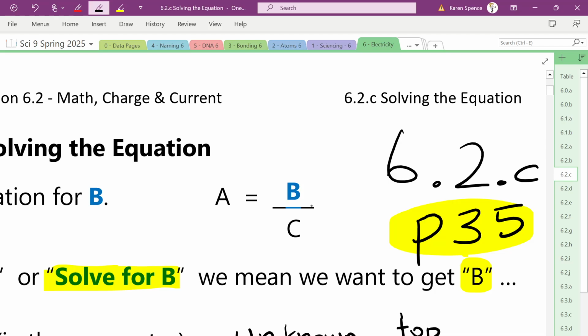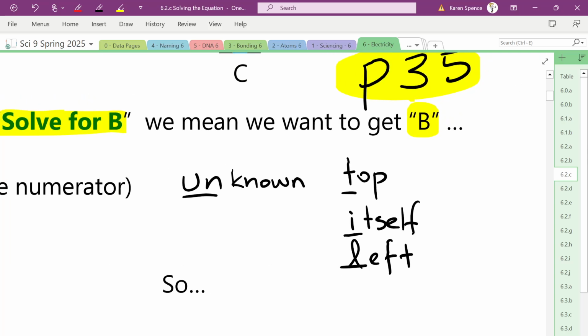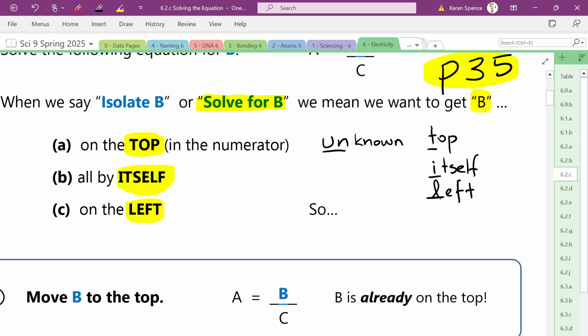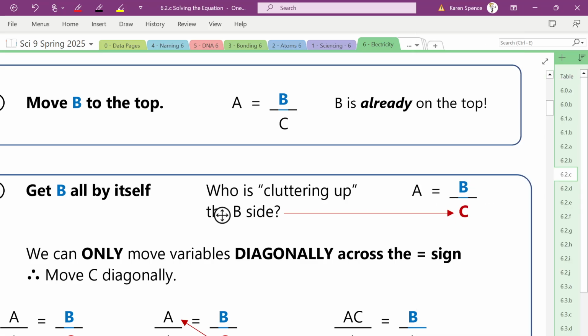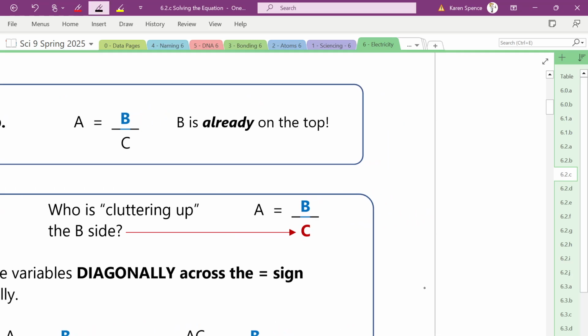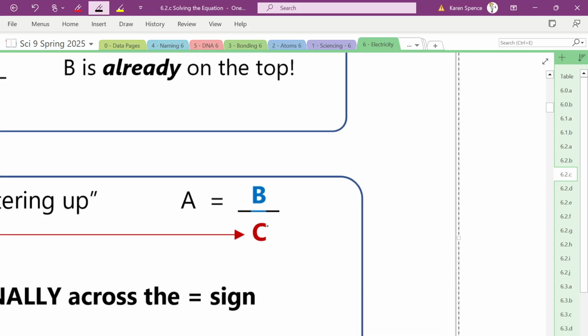Is B on the top? Yes, B is on the top. So we don't have to do anything for step 1. You have to do these in order. Do top first, then get it by itself, and then get it on the left. Okay? So it's already on the top. Now we're going to get B by itself. So you have to ask yourself, who is cluttering up the B side? Well, we've got this annoying little C down here, right? That's on the same side as B. So we want B all by itself on one side of the equation.